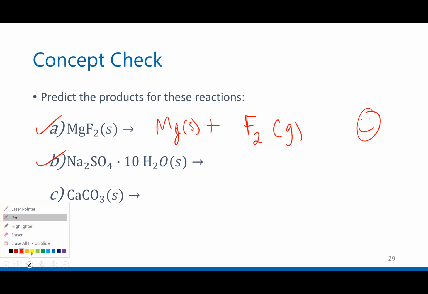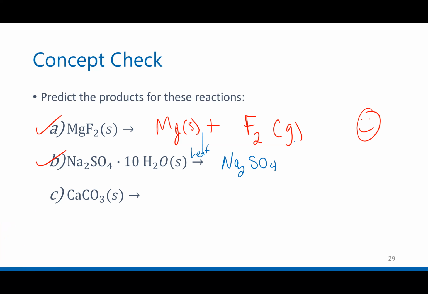Okay, let's look at another one. Let's look at the hydrate. Again, hydrates are very easy. What happens is you usually heat these up. So over a hot plate or a flame from a Bunsen burner, I would heat this up and it would split the compound into the solid hydrate.